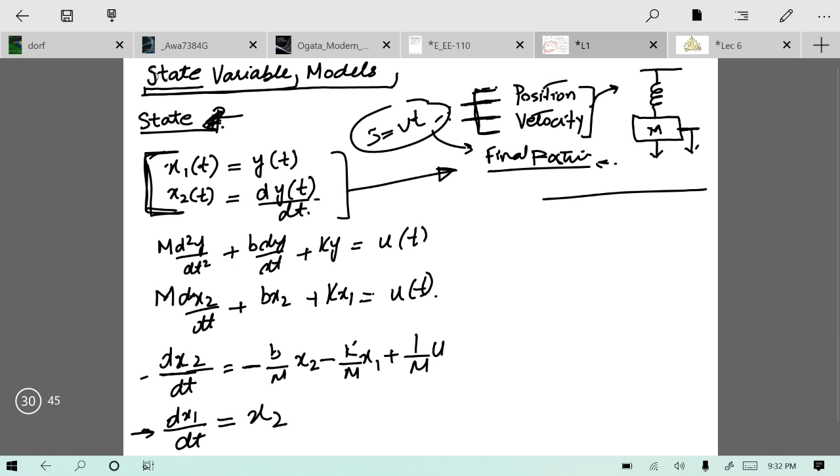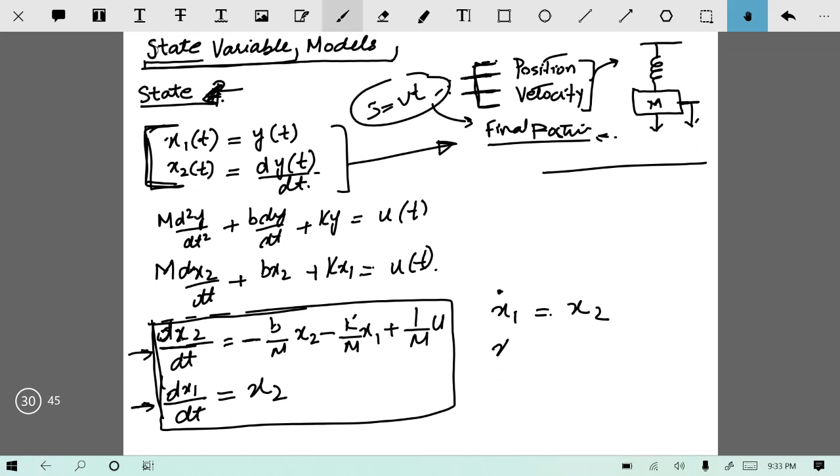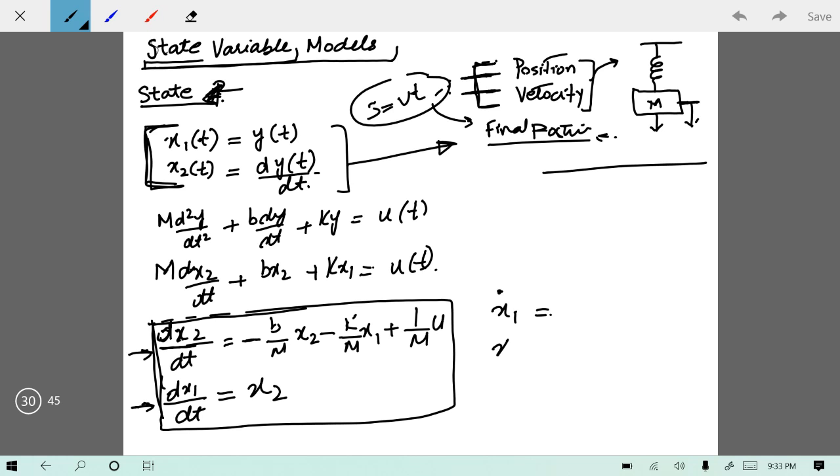So we have these two equations. One is the differential equation of state variable x2, and another is the differential equation for state variable x1, and both are first order differential equations. So this set is called a state variable model. We can alternatively write it as x1 dot is equal to x2, or rather I would like to write it, just for understanding, so that it is easy for you to understand things in future, as x1 dot is equal to 0 x1 plus 1 x2 plus 0 u.